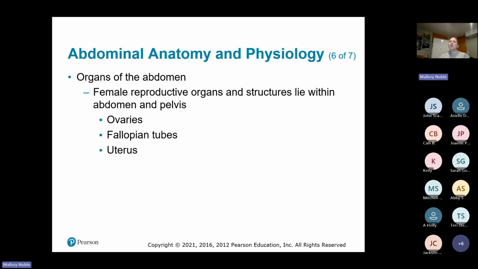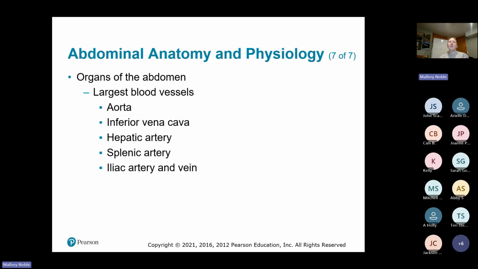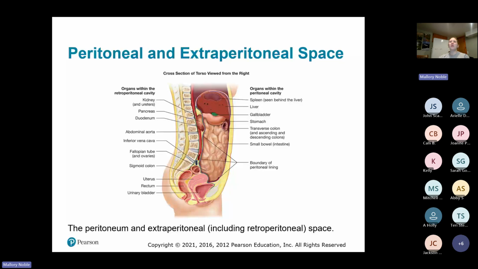Female reproductive organs and structures lie within the abdomen and the pelvis, so ovaries, fallopian tubes, uterus. We've also got a lot of very large blood vessels, so the aorta, vena cava, hepatic arteries, splenic arteries, iliac arteries are all kind of in that area as well. So lots going on in our abdominal cavity.